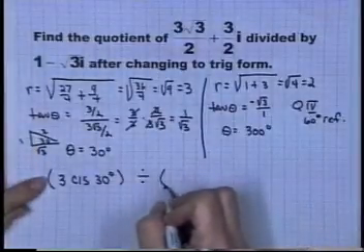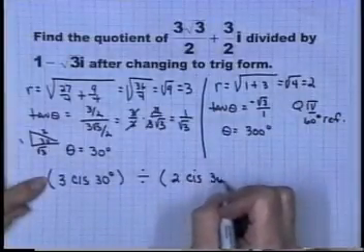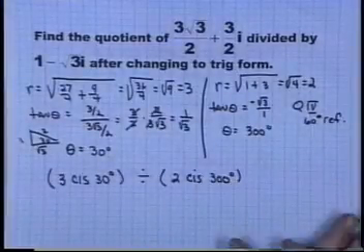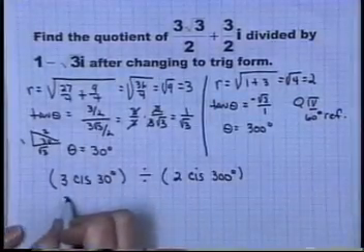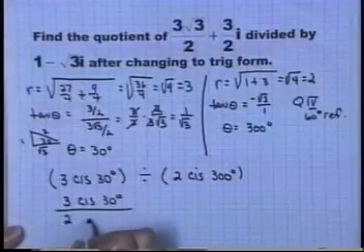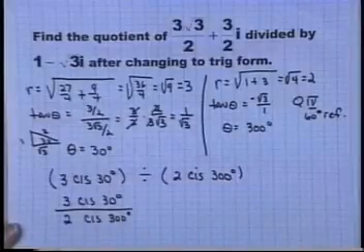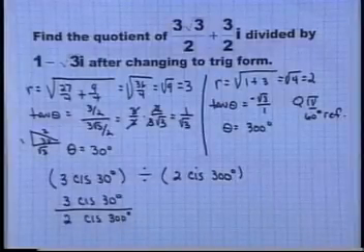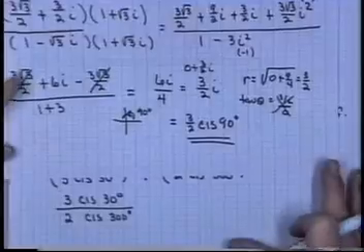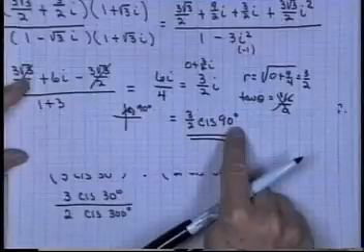So I'm dividing by r is 2, cis 300 degrees. Now, let's write this in this form: 3 cis 30 degrees divided by 2 cis 300 degrees. Now, let me place this answer back up here. What I got was 3 halves cis 90 degrees.